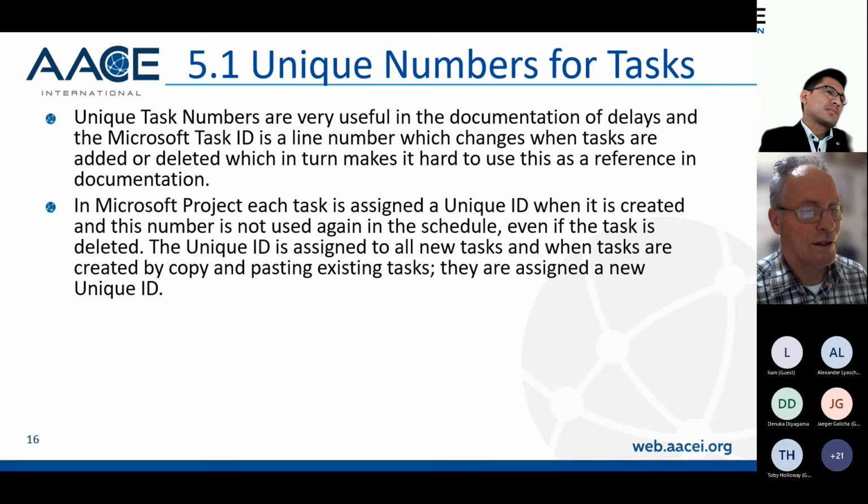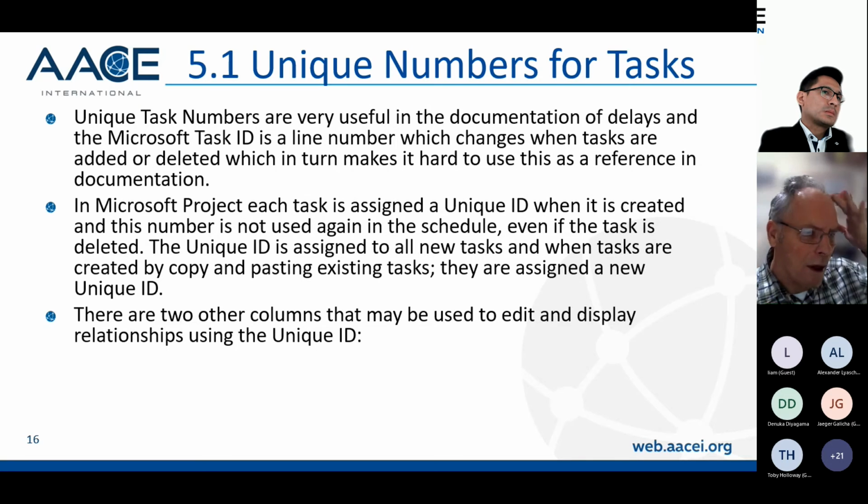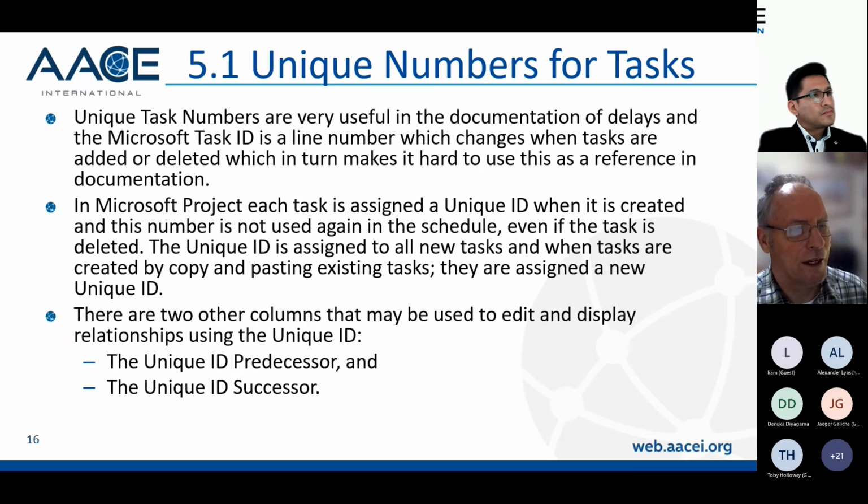So a new unique ID is assigned to all new tasks when they are created by, say, copying and pasting. So if you take a group of activities, copy and paste them, then the pasted tasks have new unique IDs, and when the old tasks are deleted, the new tasks keep the new unique IDs. There are also two other columns that may be used to edit and display relationships: the unique ID predecessor and the unique ID successor.